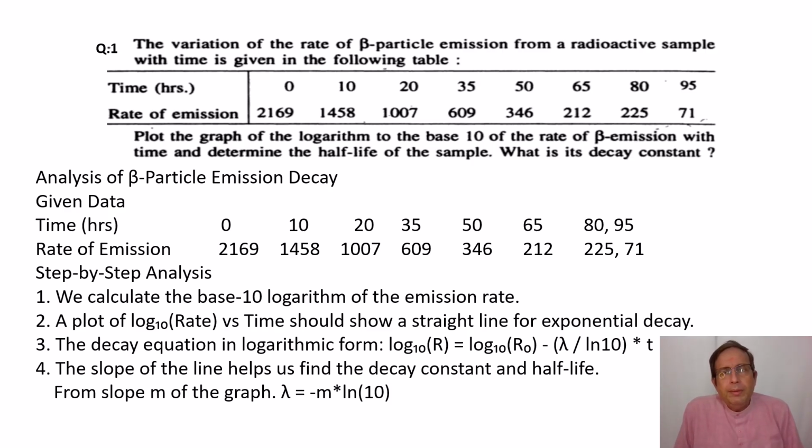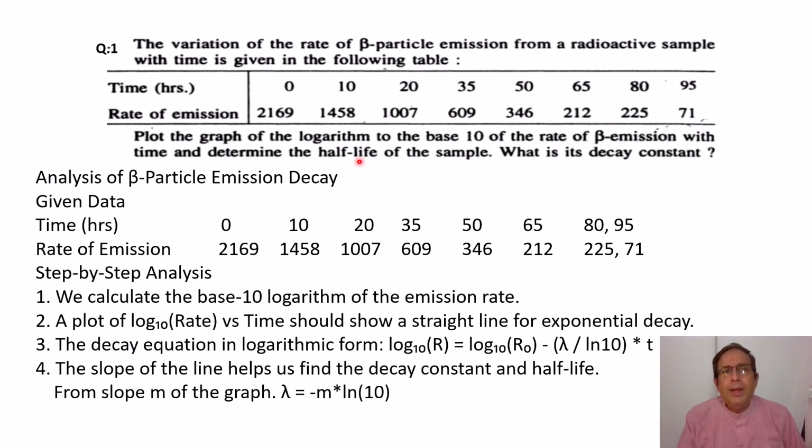The question number 1, which is given in S.N. Ghoshal, the book on nuclear physics. The variation of the rate of beta particle emission from a radioactive sample with time is given in the following table. So this is the table given in which the rate of emission, or the activity you can say, with respect to time is given. So at time t is equal to 0, the activity is this, the rate of emission is this. At time 10 hours, it is 1458 and so on.